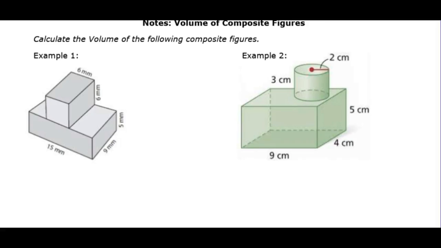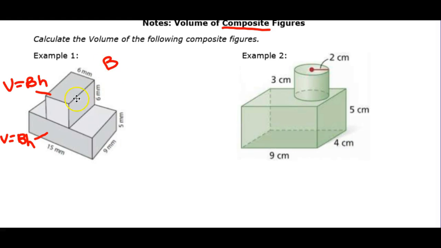All right, we're talking about volume of composite figures. You can see here we have two figures on example one, two prisms. So what we need to do for composite volume is find the volume of each figure and add it together. So we have the volume of the top prism, big BH, the volume of the bottom prism, big BH, and we're just going to add those together.